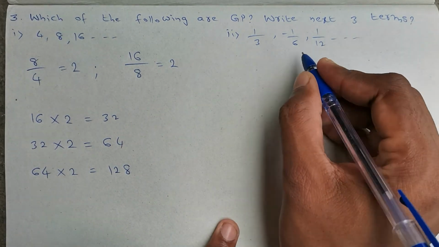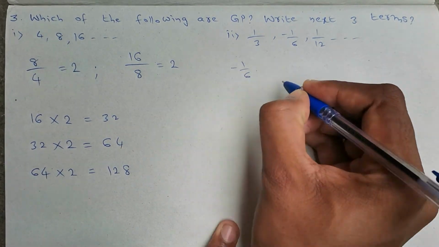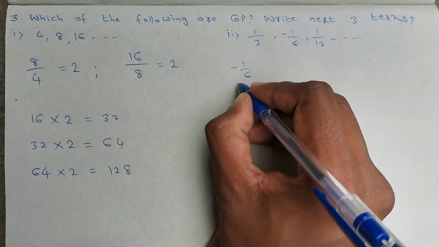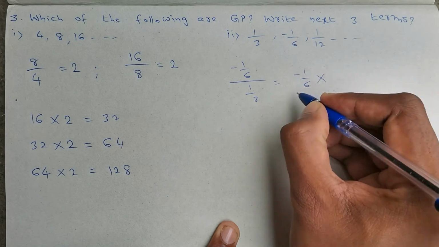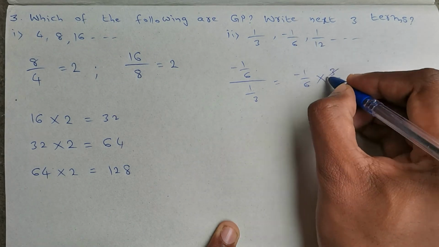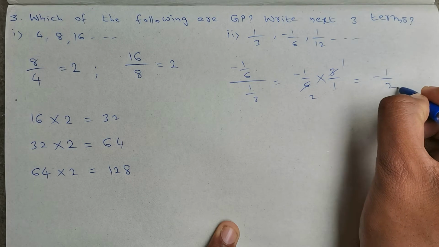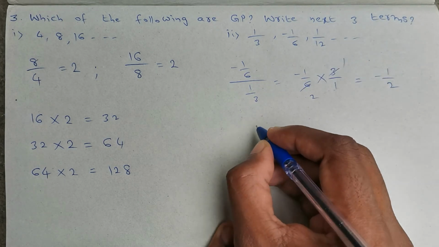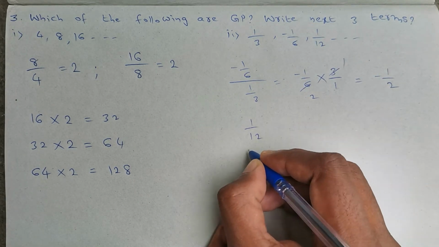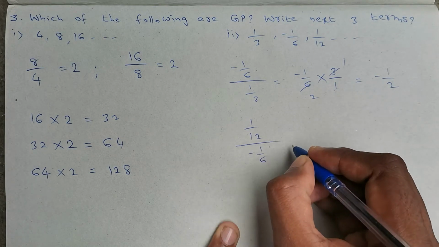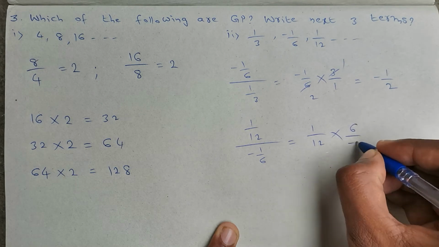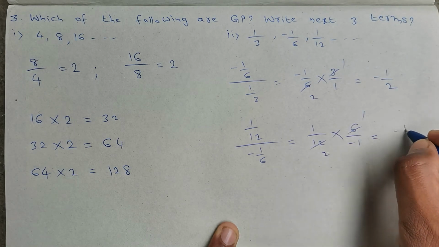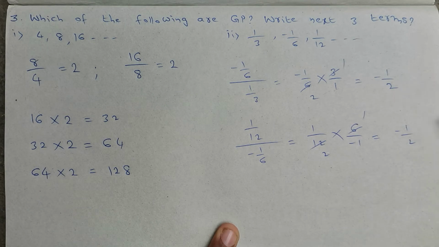Next here, second term minus 1 by 6 divided by first term 1 by 3. Minus 1 by 6 as it is, into reciprocal of 1 by 3, which is 3 by 1. 3 ones are 3, 3 twos are 6, which equals minus 1 by 2. Next, third term 1 by 12 divided by second term minus 1 by 6. 1 by 12 as it is, into reciprocal of minus 1 by 6, 6 by minus 1. 6 ones are 6, 6 twos are 12, which equals minus 1 by 2. Here also the common ratio is the same, so we can find the next 3 terms.